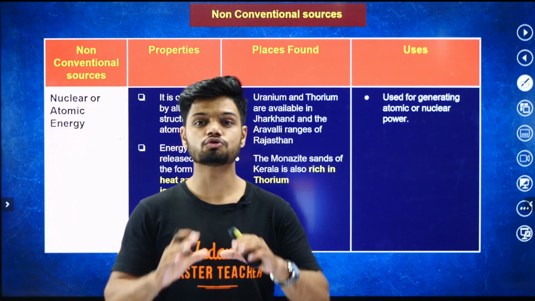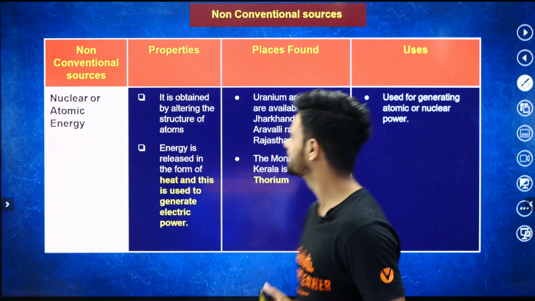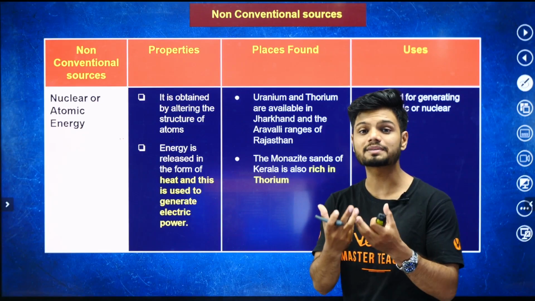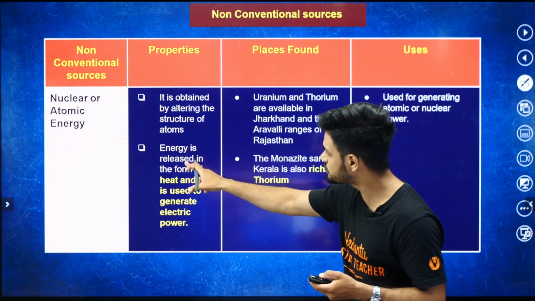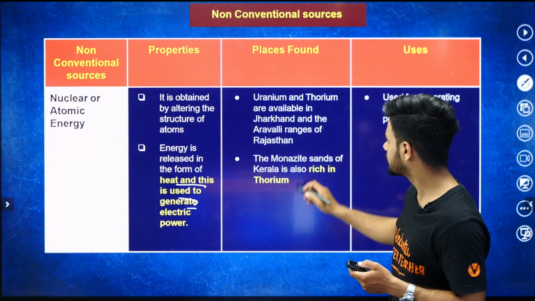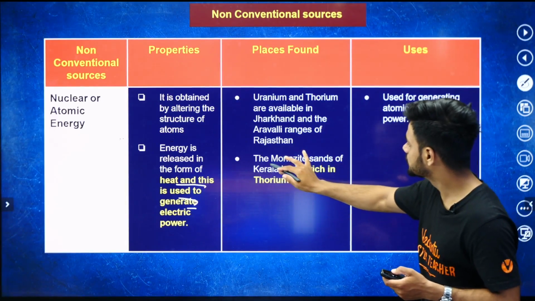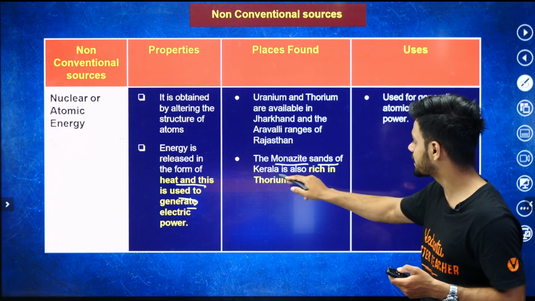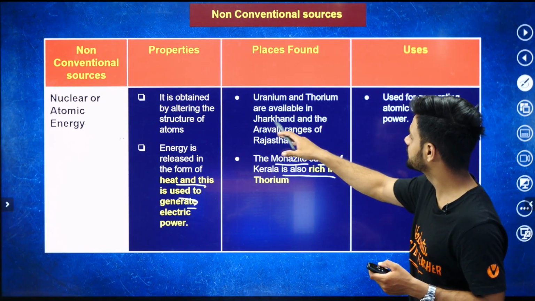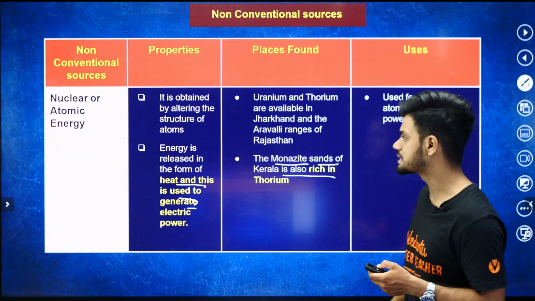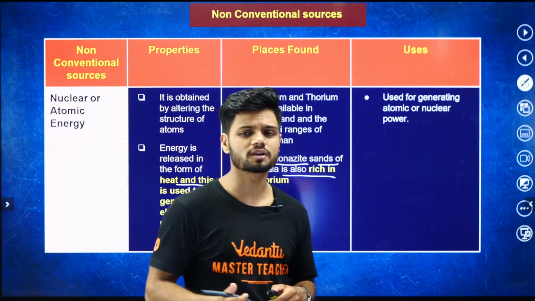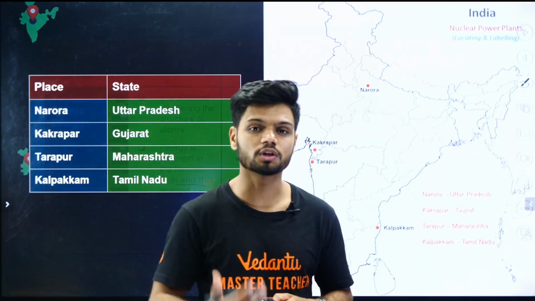Then finally we have the nuclear one. It is obtained by altering the structure of atoms, that is, we make the atoms unstable. Thus, energy is released in the form of heat, and this is used to generate electrical power. Again, two important places: monazite sands of Kerala are used for thorium. Uranium and thorium are available in Jharkhand and the Aravalli, Rajasthan. Important locations. Again, the application of this is generating energy or nuclear power.